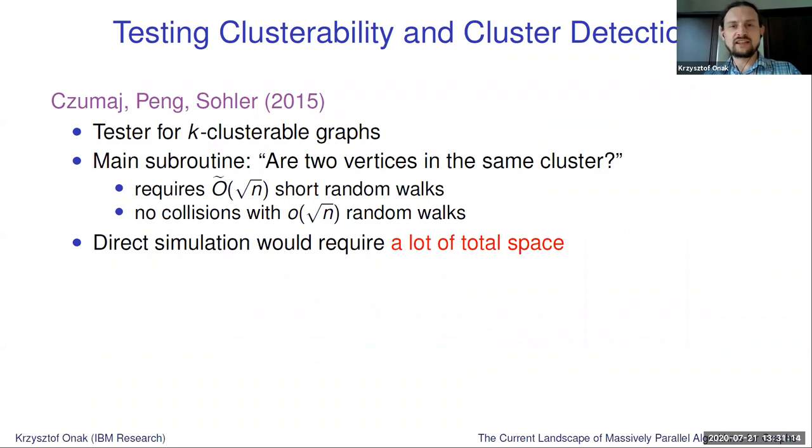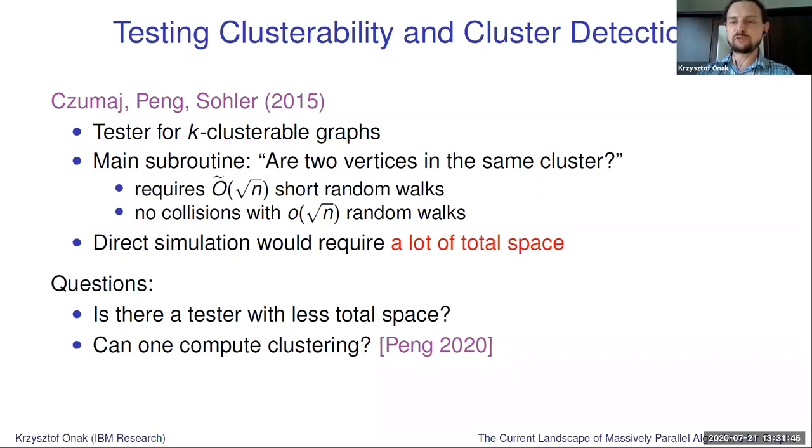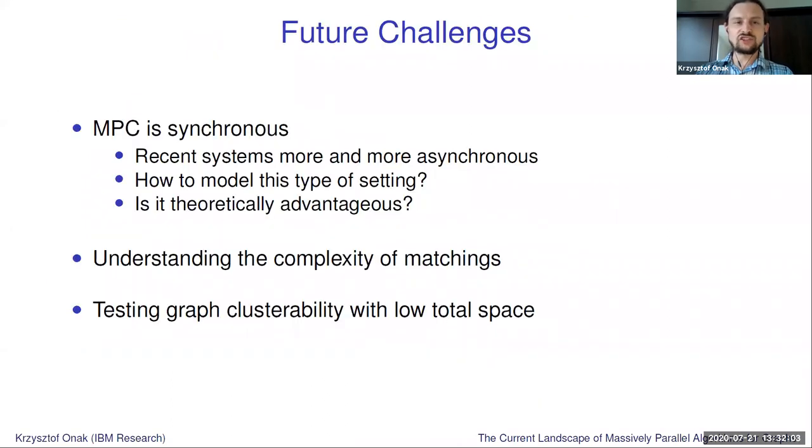So let me mention now testing clusterability. A follow-up work to the work on testing whether a graph is an expander is testing if a graph is K-clusterable. Again, it can be solved with query complexity square root of n, but unfortunately it very heavily relies on the fact that the random walks are run from the same vertex. So you could do it, but this would require significantly more total space. You would have to add a factor of square root of n. So the very nice open question is whether we can improve on this, and also whether one can not just test but also compute the clustering. For a solution to this problem for local computation algorithms, you should check work from Peng this year at SODA.